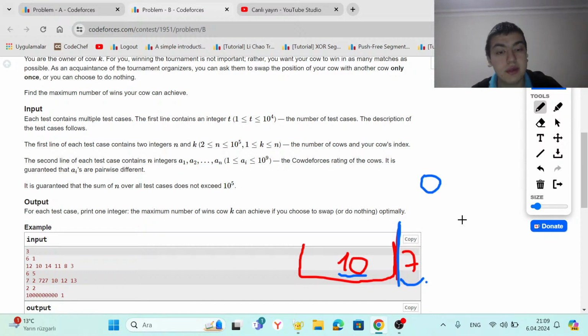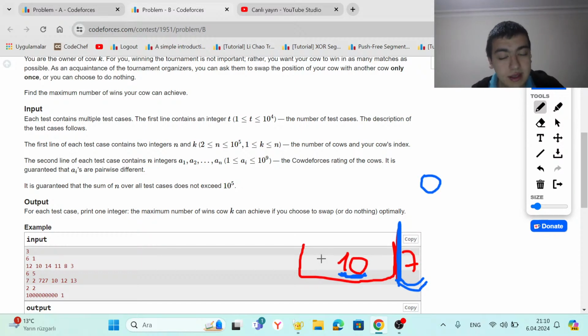So if we have a number that is greater than us on our left, we should swap our indexes, our places. Because if we do not change our places, we will win exactly 0 matches. Because this 10, at least this 10, will come to here and match with us. So we will lose the game and we will win 0 matches.